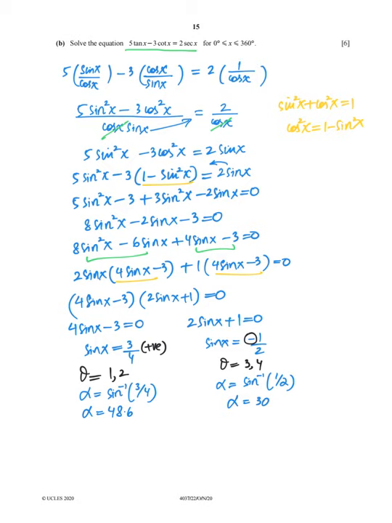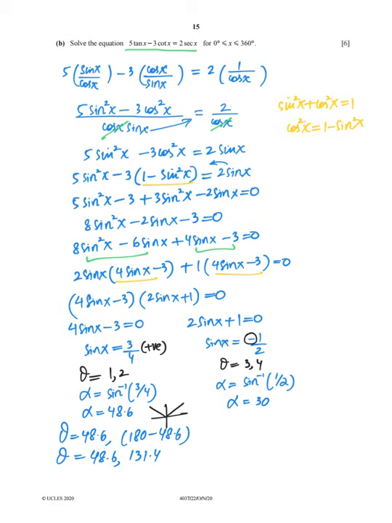So when sine is positive, that means we need to move either in the first or in the second quadrant. So for the first quadrant, theta equals 48.6, and for the second it will be 180 minus 48.6. All right, so the final answers for this part will be 48.6 and 131.4. These are the values for theta when sine is positive, right?